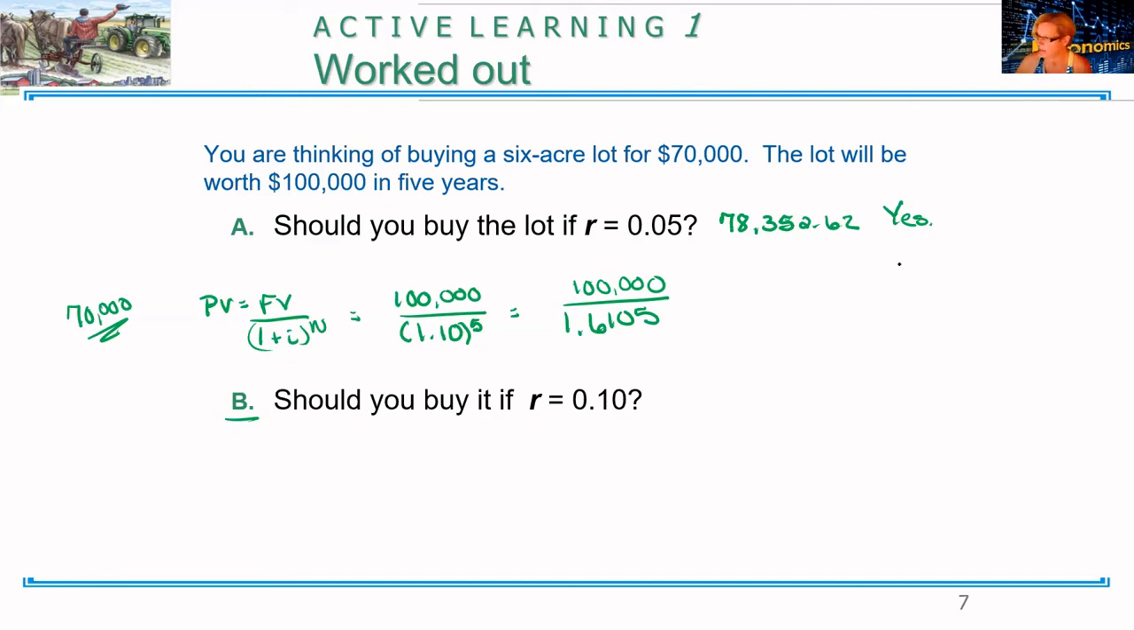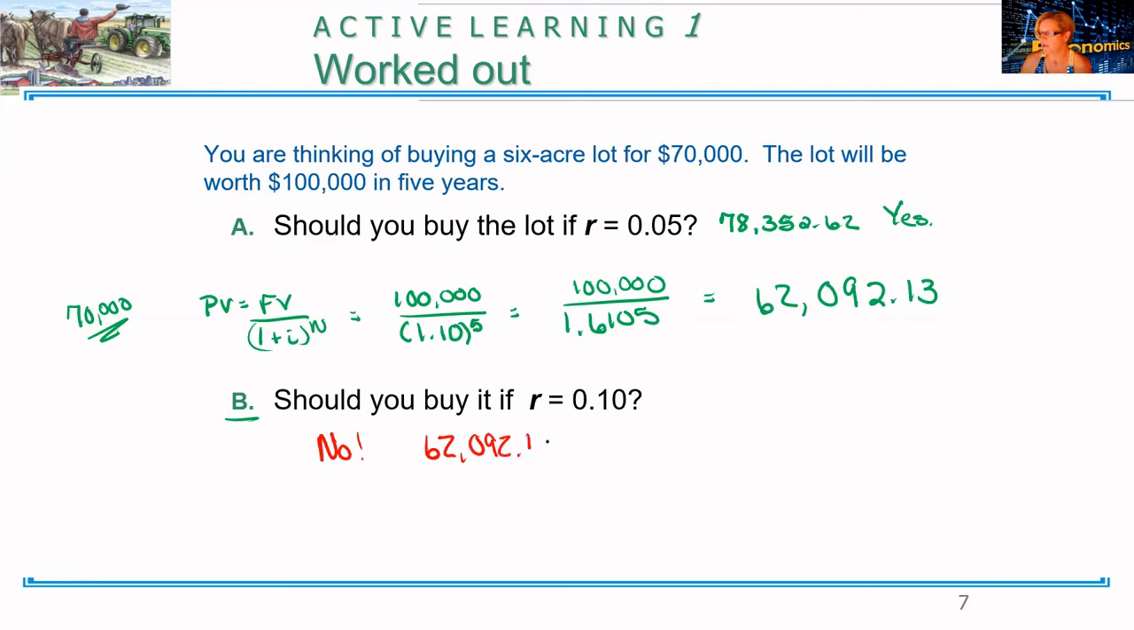And I end up with the present value equal to 62,092.13. Okay, so which would you rather have, the 70,000 or the 62,000? I would much rather have the 70,000. So should you buy it at 10%? And the answer here is no, because you don't want less.